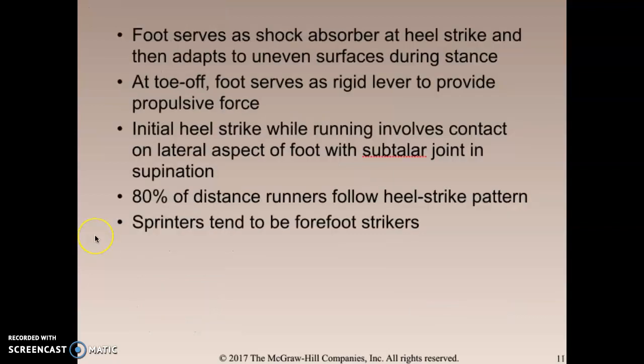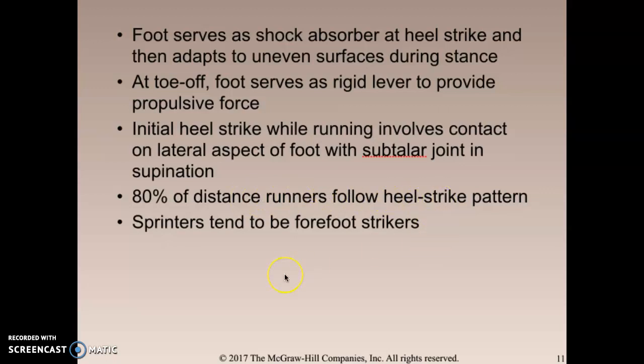Okay, so the foot serves as a shock absorber when we're running and when we're walking. Okay, and then a lot of times when we switch from walking to running, people switch from a heel strike first to a forefoot strike, which is where basically you're running and you push off your toes, and then your toes are the first thing to come back down and touch the ground. Sprinters tend to be forefoot strikers. Long distance runners tend to strike with their heel first.